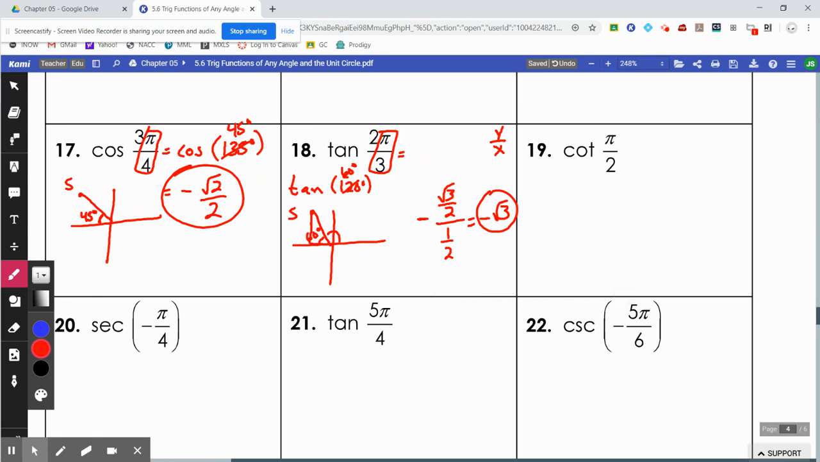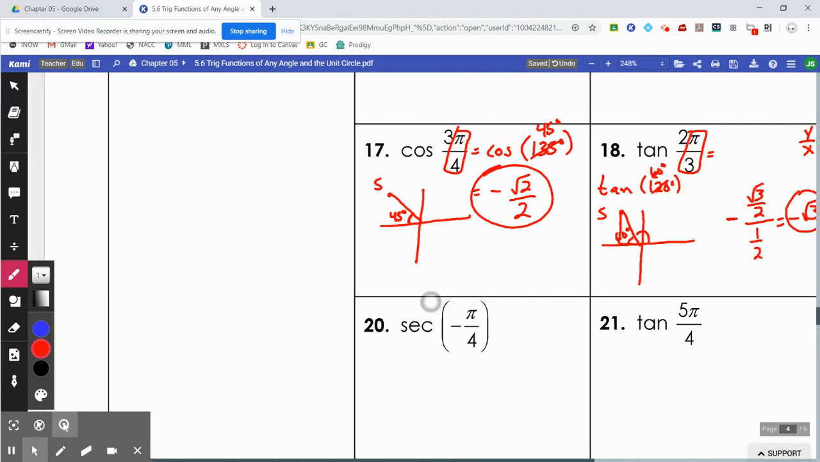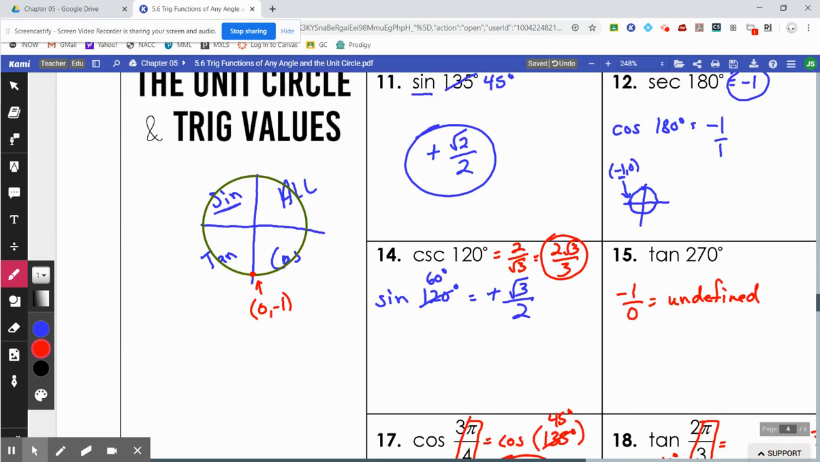So next one is a quadrantal angle. We're going to find the tangent of pi over 2, which is 90. The tangent of 90, let's go back up here. That's going to be located right here. This is the point 0, 1. So tangent would be y over x, which is 1 over 0.